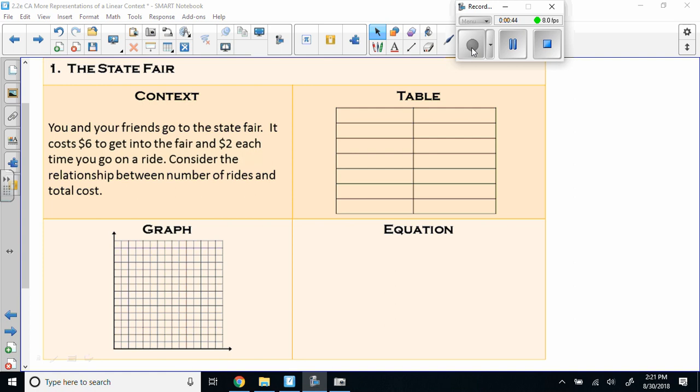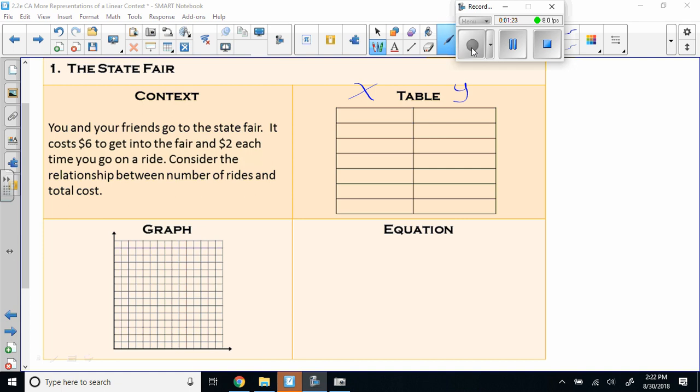Now, we're going to the fair, ladies and gentlemen. You and your friends go to the state fair. It costs you $6 to get into the fair and $2 each time you go on a ride. Consider the relationship between the number of rides and the total cost. Ladies and gentlemen, we have to identify who our X is and who our Y is. So who do you want to put as your X and who do you want to put as your Y?